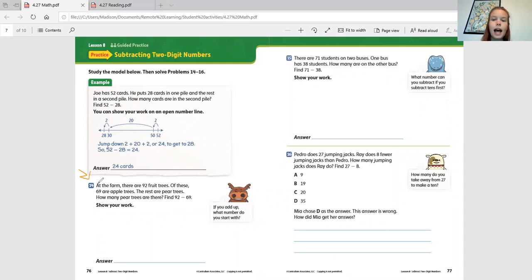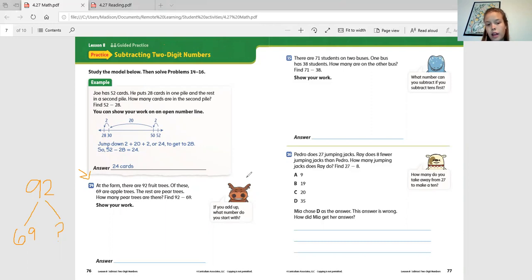So let's read it. At the farm, there are 92 fruit trees. Of those, 69 are apple trees. The rest are pear trees. How many pear trees are there? Find 92 minus 69. So I'm going to start by drawing our number line. 92, we know that one part is 69, and then we're trying to find the other part.